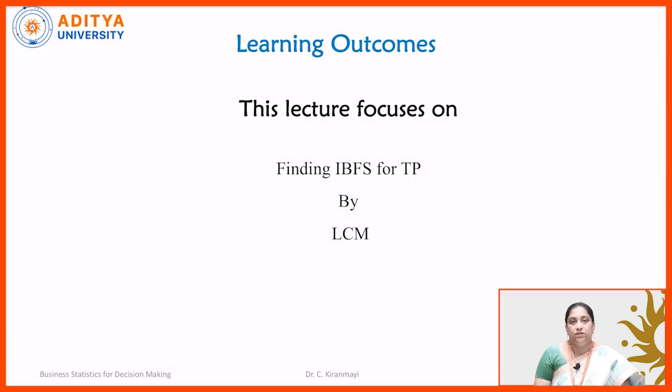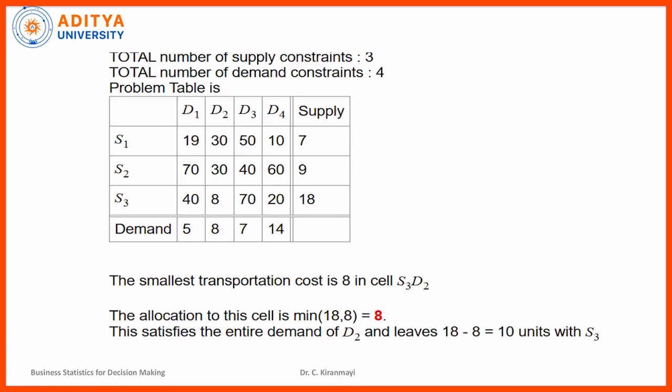In this present lecture, I am going to discuss how to find out the initial basic feasible solution for a given transportation problem using the least cost method. As discussed in the previous lecture, whenever we solve a transportation problem, first we have to find out whether it is balanced or unbalanced. If it is not balanced, we have to make it a balanced transportation problem, and only then proceed to find the solution.